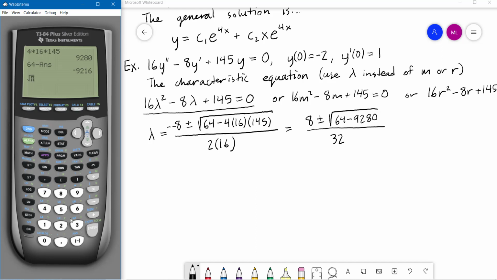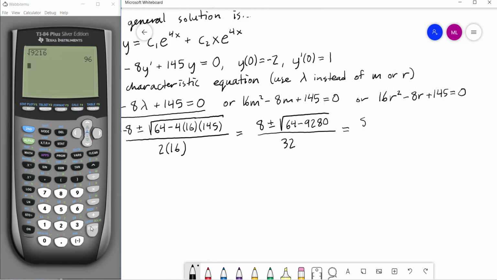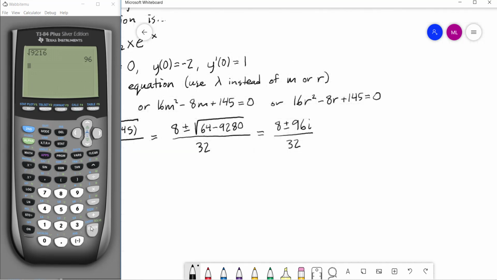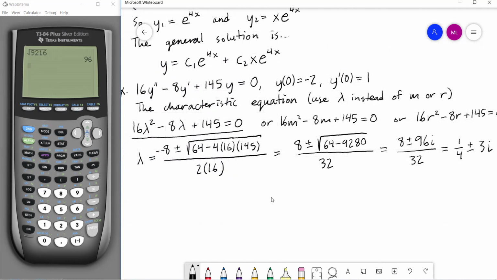Well, let me take this. I can't even remember if the calculator will do this, if it'll give me the i or not. Nope, non-real answer. Okay, let's go back to it, and I just want the square root of that 9,216. Okay, 96. So this is going to be 8 plus or minus 96i over 32. Ugly, but that 8 over 32 simplifies to 1/4, plus or minus 96 over 32 simplifies to 3. So there is my complex conjugate pair of the roots of my characteristic equation.